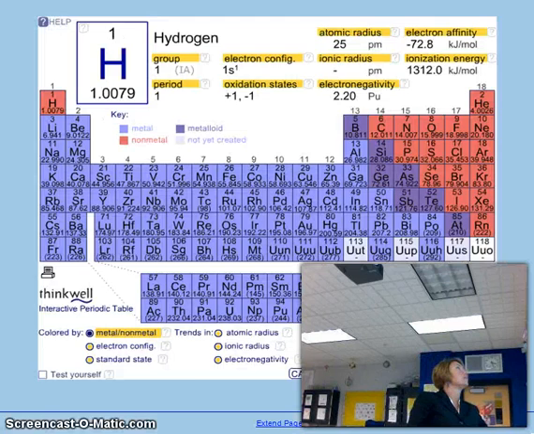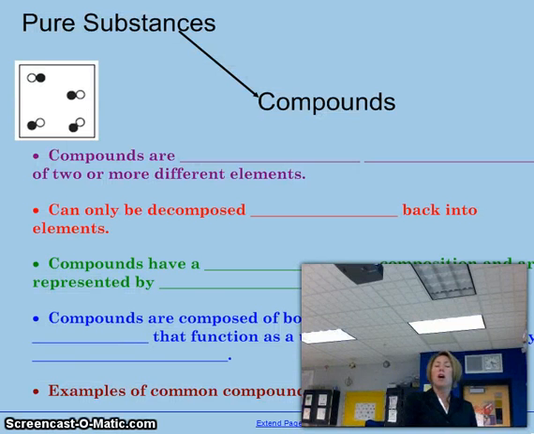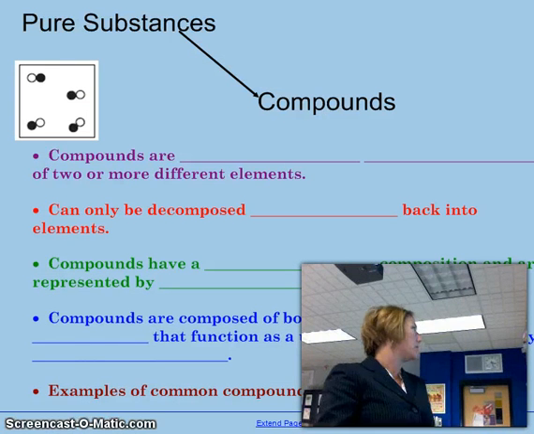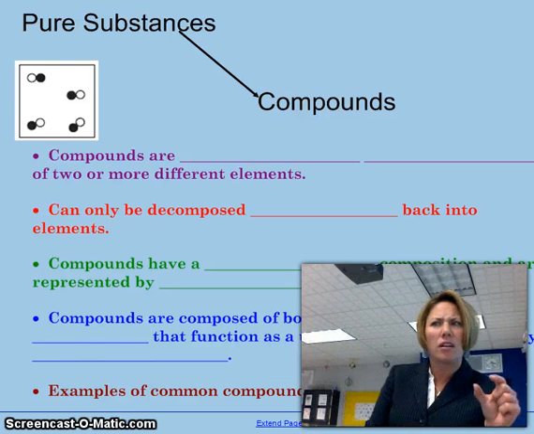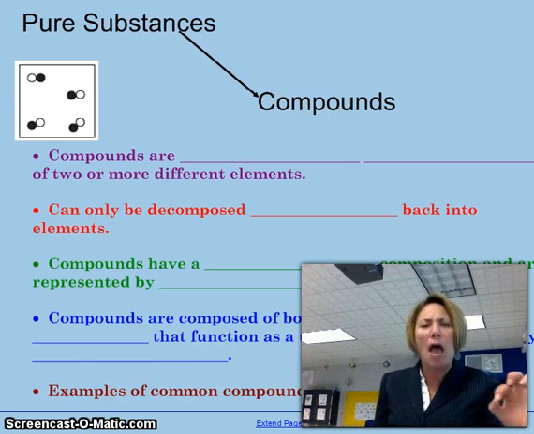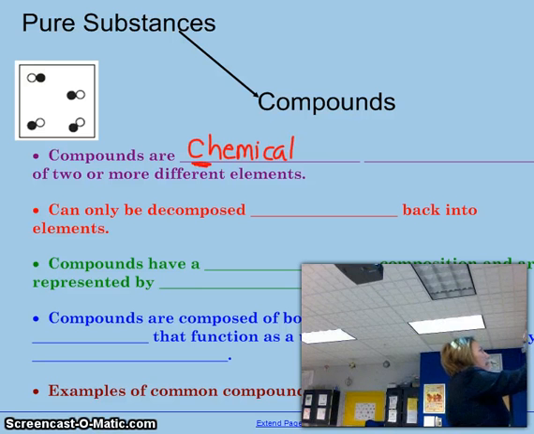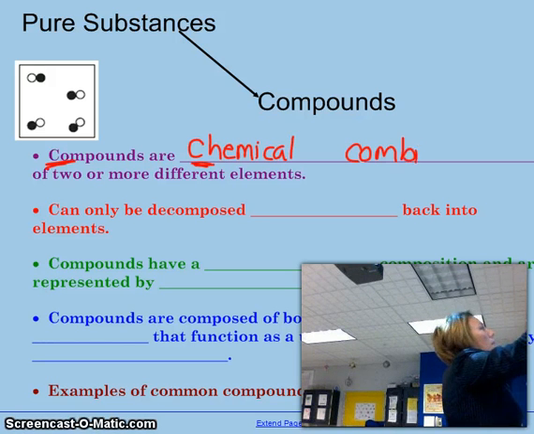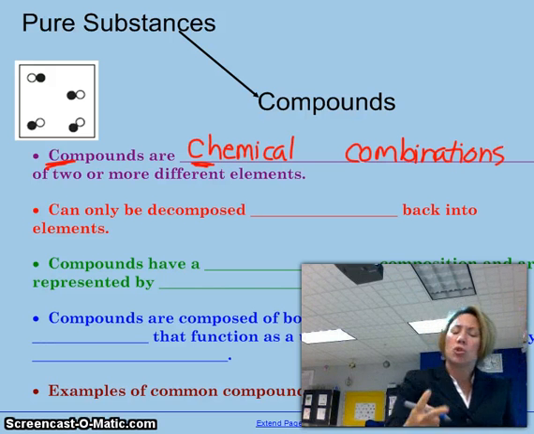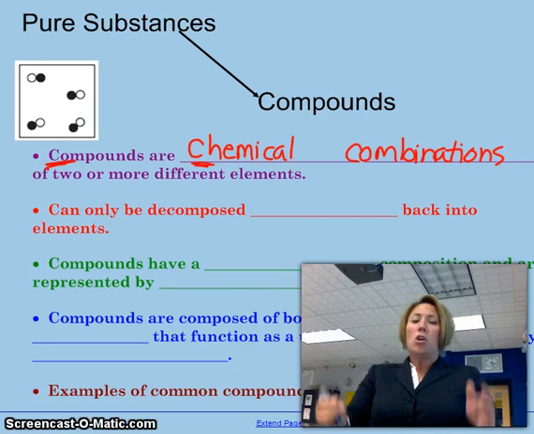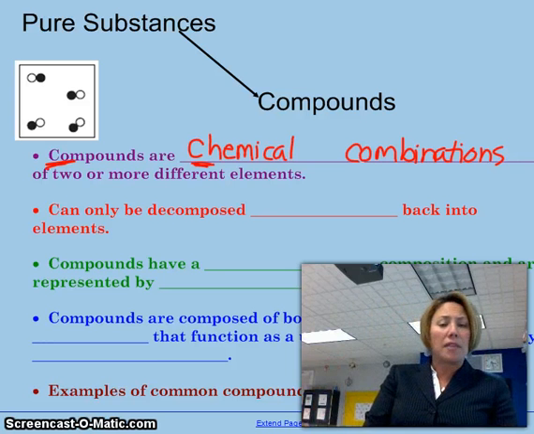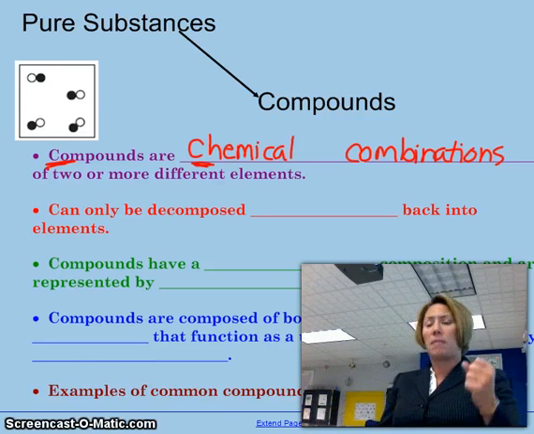Next, we have the other type of pure matter, the compounds. And compounds, see that hard C? Compounds are chemical combinations of elements. Compounds are chemical combinations of at least 2 or more different elements. So if you take elements and combine them and they react chemically, they make a compound.